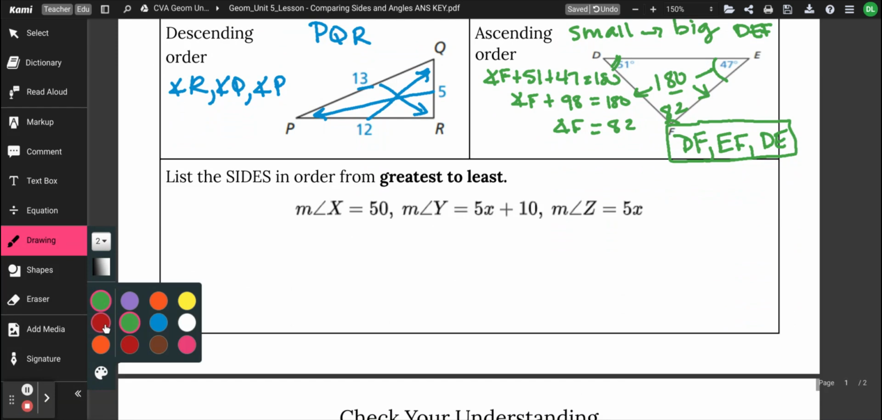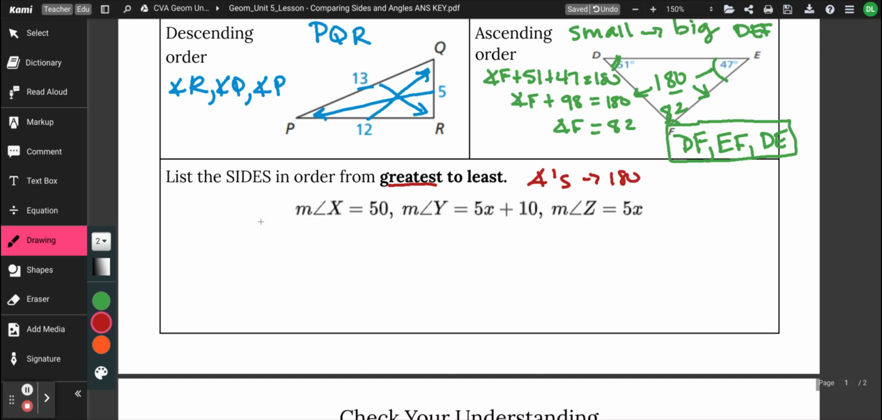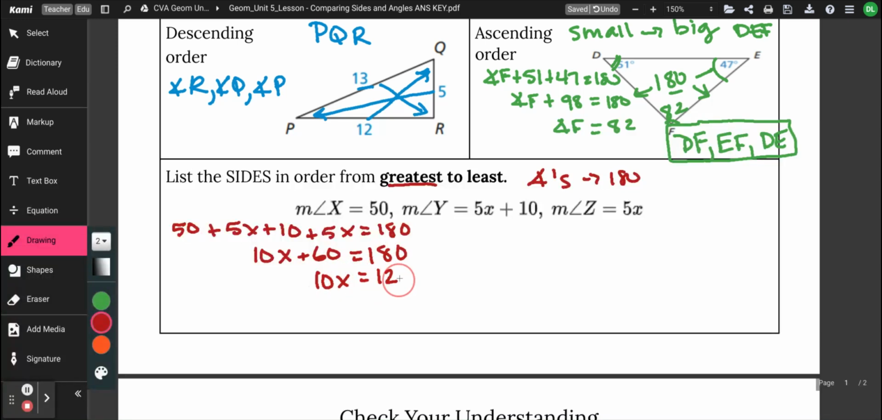Okay, so what happens if they don't give us a diagram? They give and they have expressions. So they're asking us to list the sides from greatest to least, and they're giving us angles. And remember, when we use angles, we know that they're going to total 180. So first thing I have to do is find my value of x. So I'm going to say 50 plus 5x plus 10 plus 5x equals 180. And 5x and 5x is 10x. 50 and 10 is 60. Equals 180. Subtract your 60 and divide by 10.